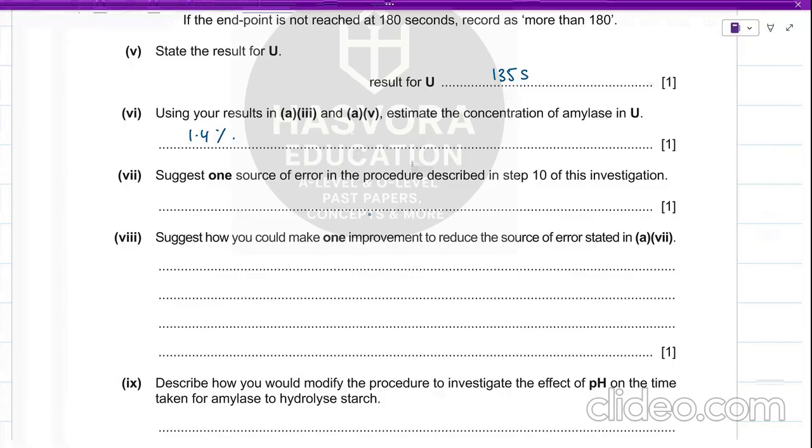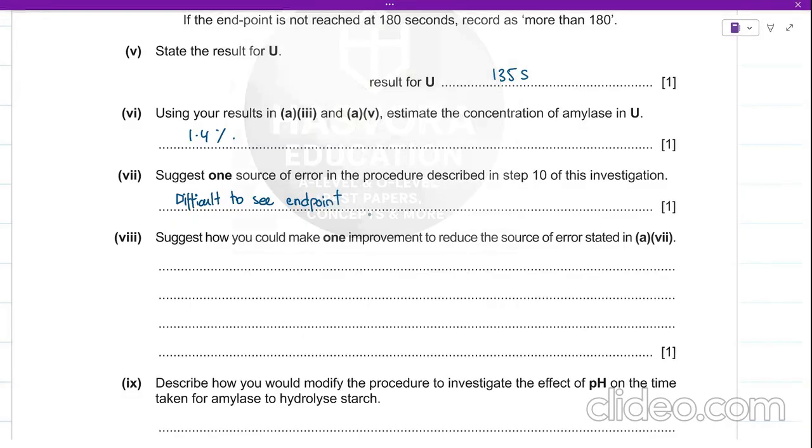So you can actually watch it and see how we are going to be applying the modifications and the errors to improve our experiment. So it's just one source of error. The source of error in this experiment could be that it is difficult to see the endpoint, or you can say when it occurs actually.